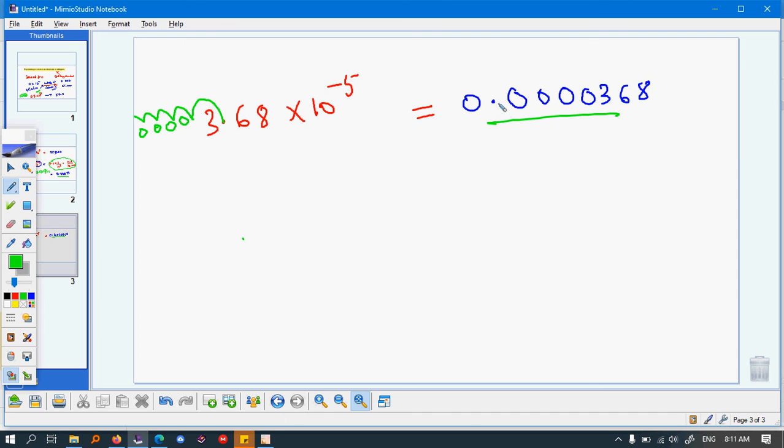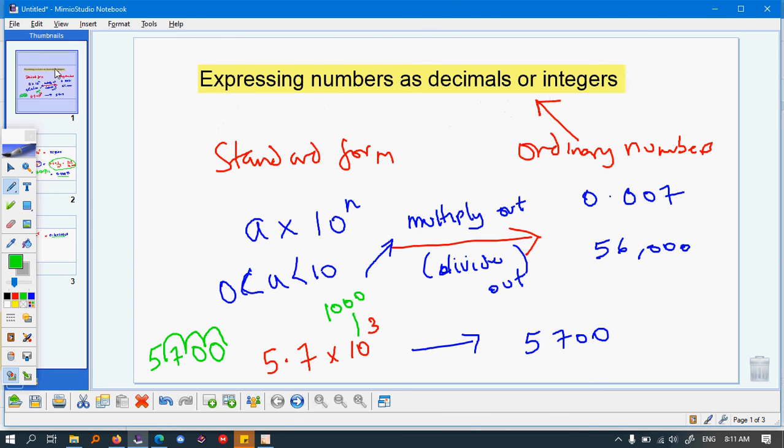So once again, depending on what you are doing, when you're converting from standard form to ordinary numbers, it's going to be either multiplying out, that's by 10, or dividing by 10. For multiplication, you move that decimal point to your right. For division, you move that decimal point to your left, and that is your answer.